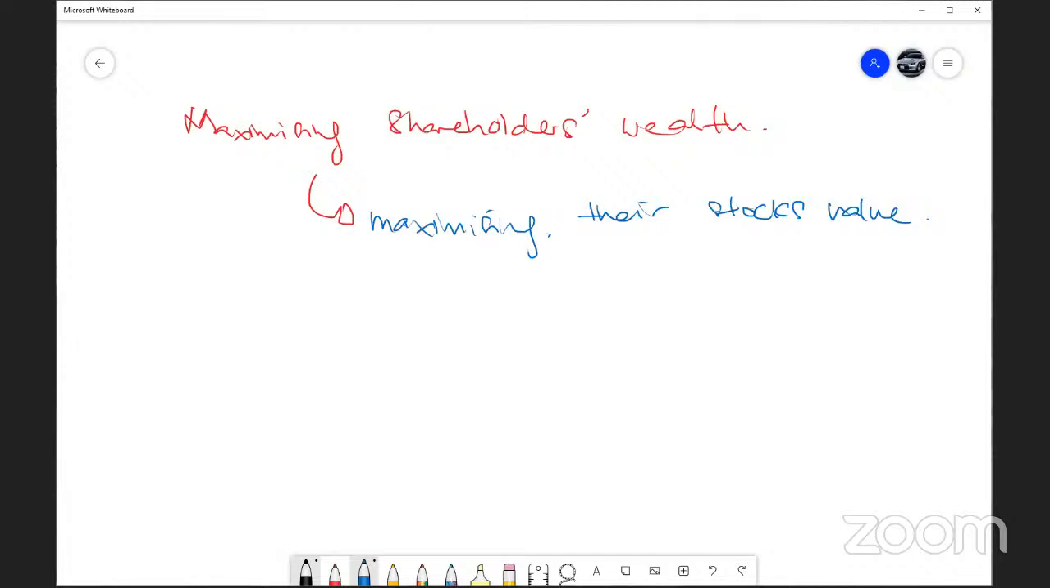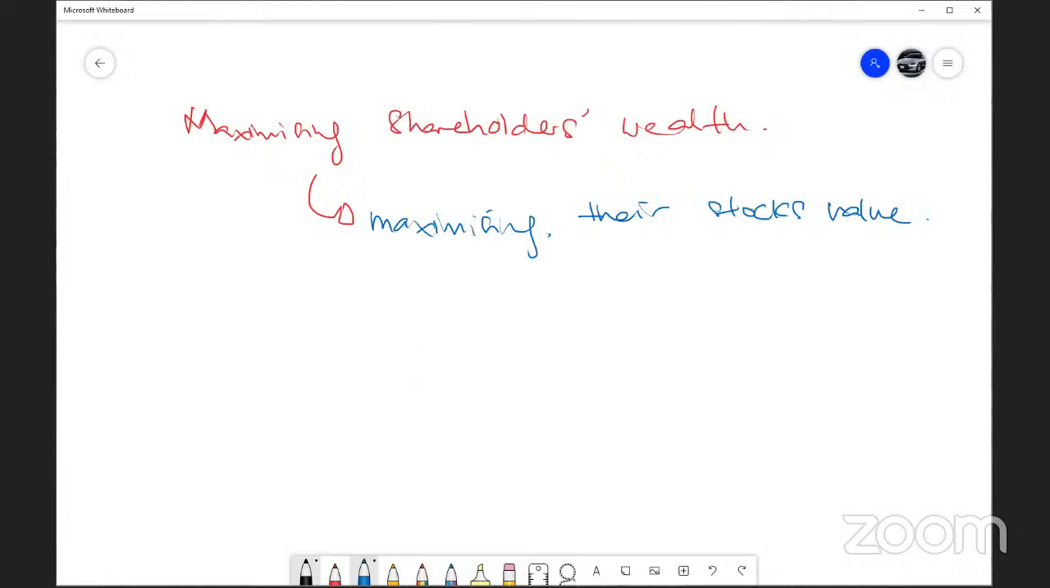Okay. So back to the question here. What should be the goal of the financial manager of a corporation and why? So their main goal is to maximize shareholder wealth. How are they going to do that? By maximizing their stock value. Okay, so simple as that. So basically answer both sides. The why is basically to maximize the shareholder wealth. Their goal is to maximize the stock value of the firm.